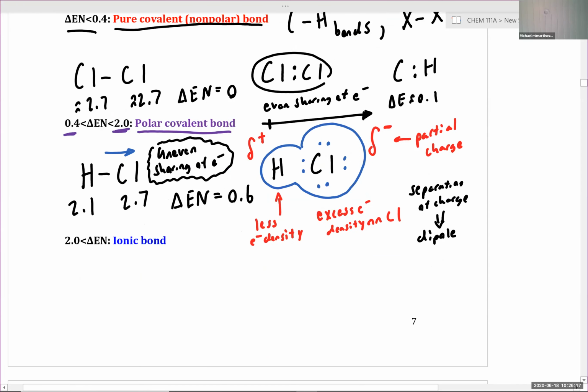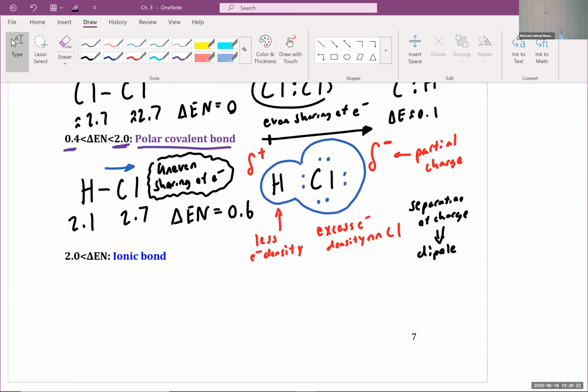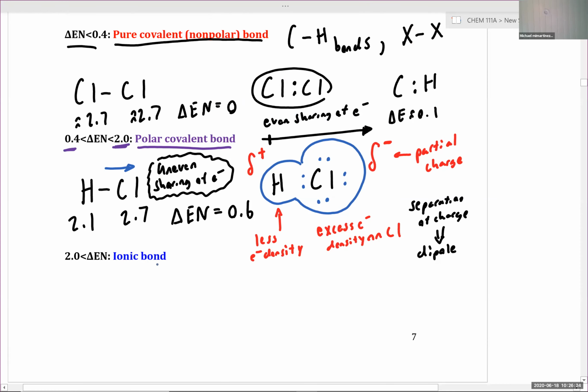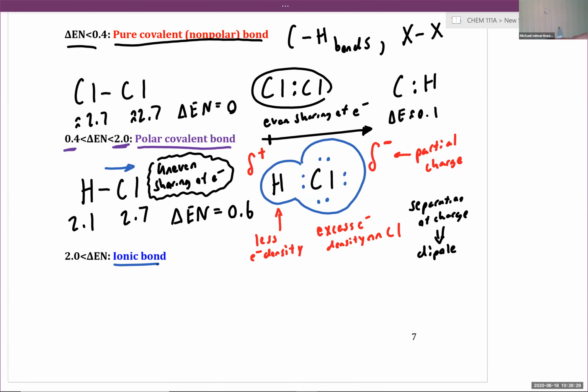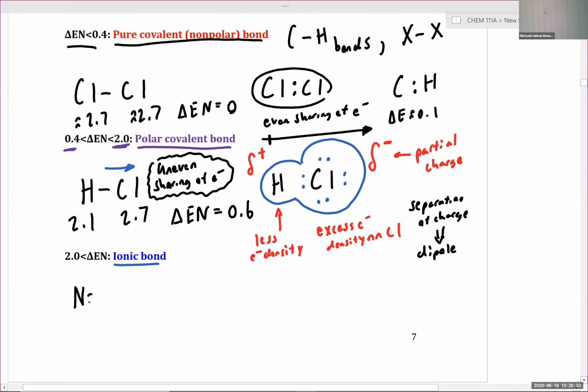If not, let's talk about our final class of compound, and it occurs when we have a difference in electronegativity of greater than 2.0, and this is our ionic bond. So let's look at an example of sodium fluoride. Fluorine has an electronegativity value of 4.0. Sodium has a value of about 0.9. Our difference in electronegativity is about 3.1.